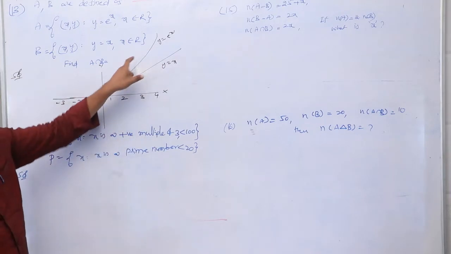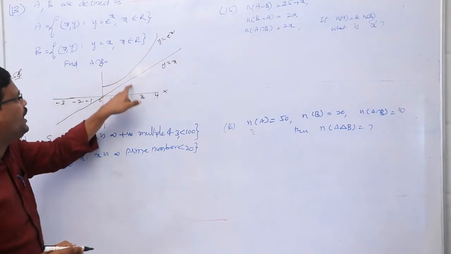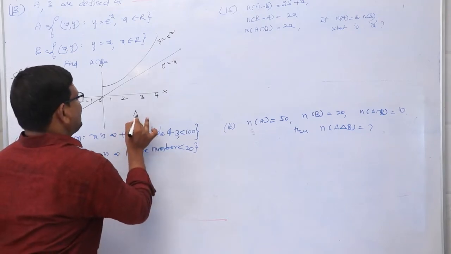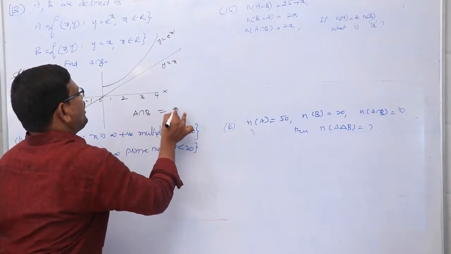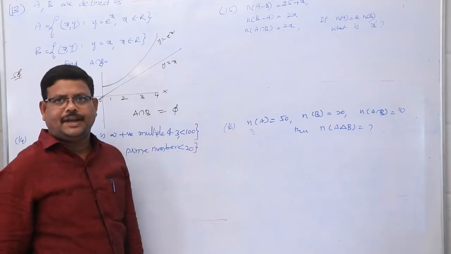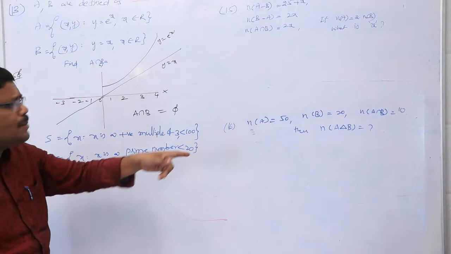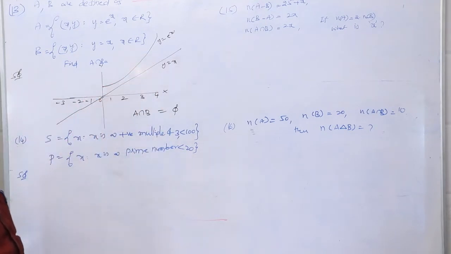As the two curves don't have any common points, therefore we write A intersection B equals phi. So this is the graphical way. You can solve any problems using the graphical way also.